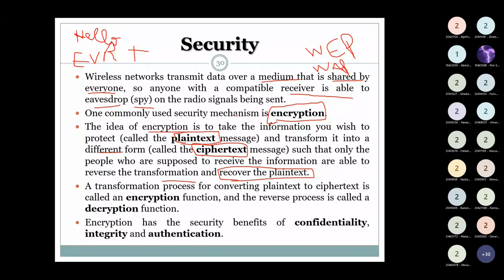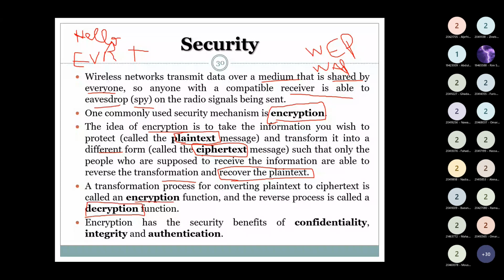A transformation process for converting plain text to ciphertext is called encryption, and the inverse process is called decryption. So what does it mean? Encryption is the conversion from plain text to ciphertext. What is decryption? It is from ciphertext to plain text.